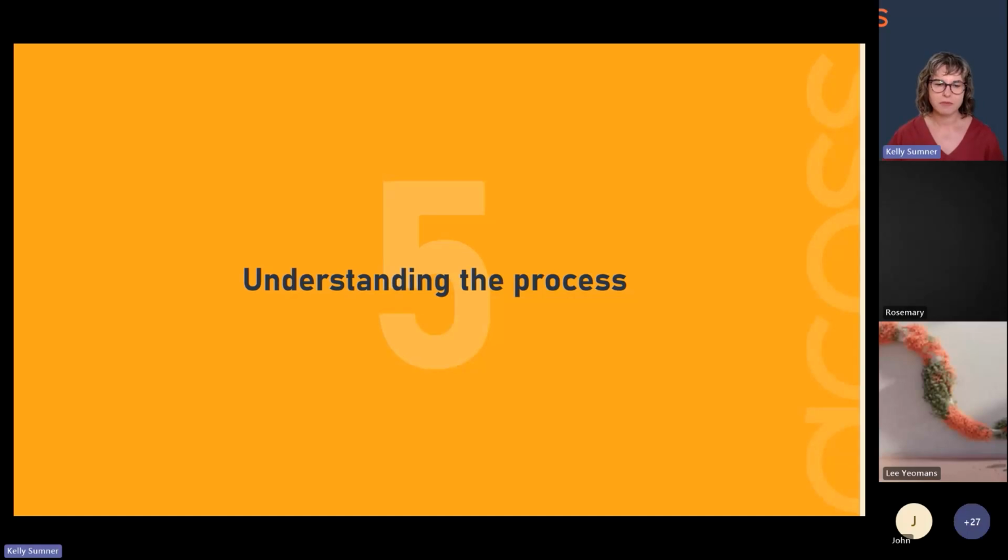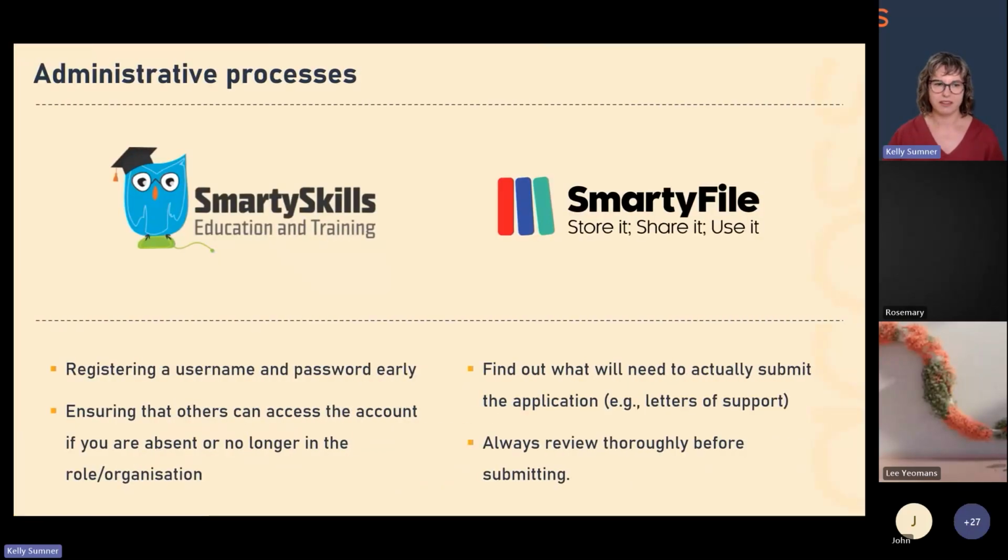But there can be some surprising ways to trip up when it comes to this. A lot of application processes these days require you to have, for example, a registration with a particular online platform. And if you haven't set that up, or you're not sure what IT permissions you need within your organisation, or if you are in an area where internet connectivity is a challenge, all of those sorts of things could really trip you up when you come to write your application.